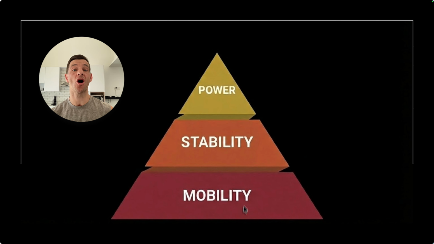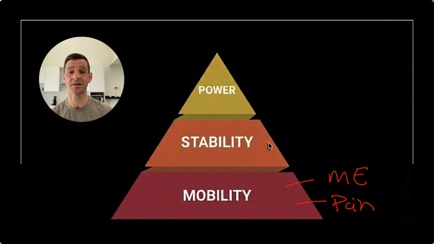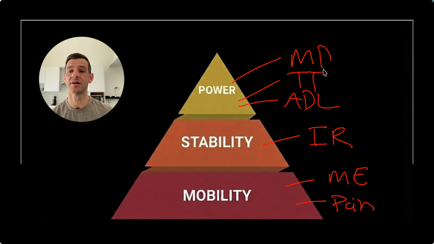For a more visual hierarchical demonstration, we can think about mobility as helping us manage and get out of pain, becoming more efficient with our movements. Proper stability training will supercharge our joints, tendons, and ligaments, helping us with injury resistance or prevention. Power, or the development of strength, speed, and endurance, will directly translate into more efficient activities of daily living, training transfer, muscular development, and sports performance.